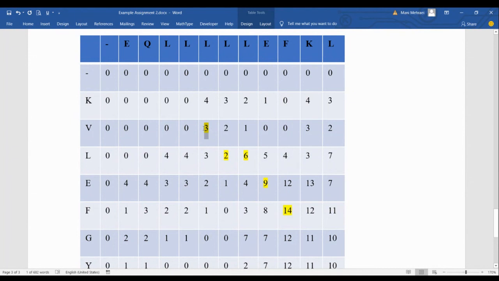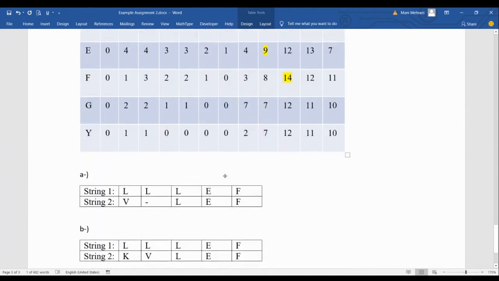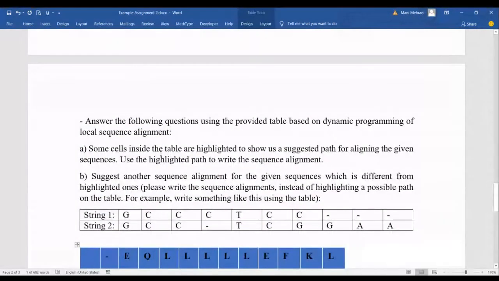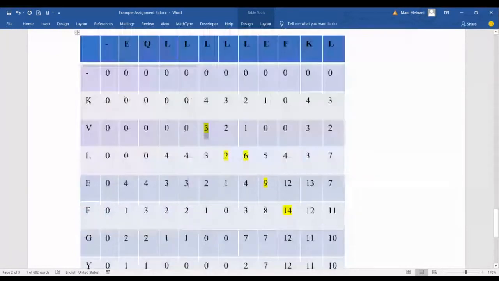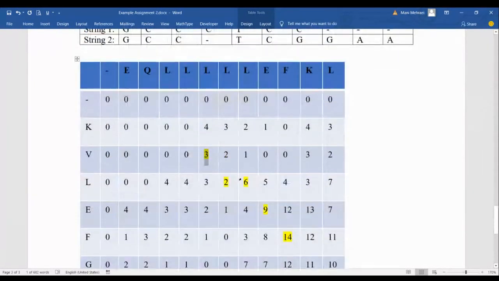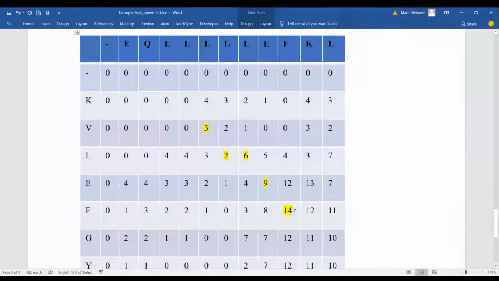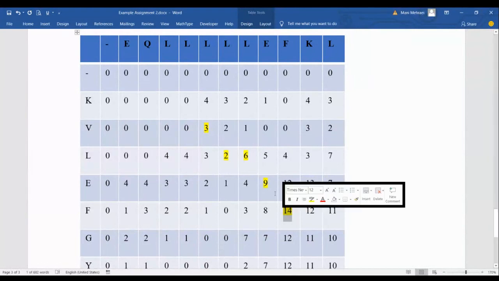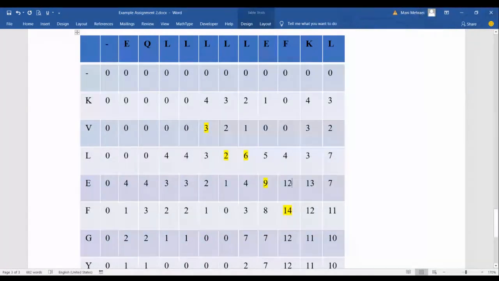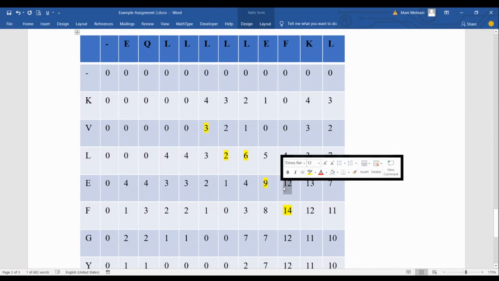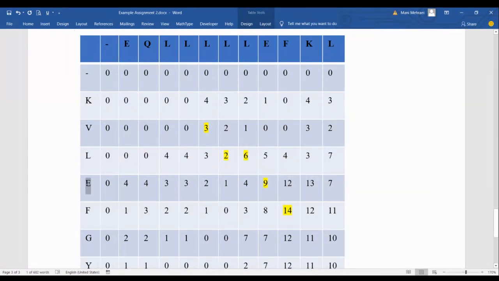Okay, so part B asked to suggest another sequence alignment for the given sequences which is different from the highlighted one. So let's see. For example, I start from here. I can choose even this one because it has a higher value. And when I look at these two letters, I see they are similar. And I usually prefer to go in the diagonal format.